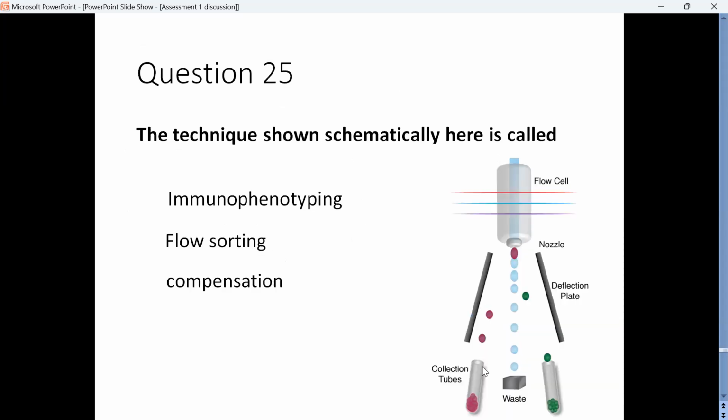Now this technique shown here is flow sorting. Sorting alike cells into tubes. This is called sorting.